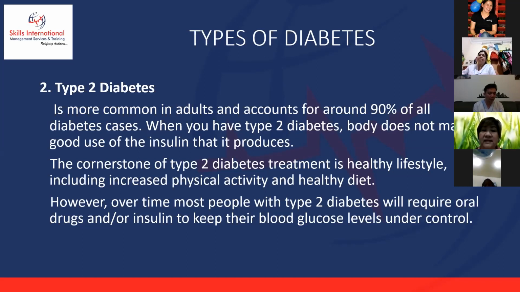And type 2 starts from adults, to all of these people past adulthood, and 90% of diabetic cases are type 2. So when you have type 2, the same as type 1, the insulin-producing pancreas is not working anymore, so it doesn't produce insulin to regulate our blood sugar. However, most of these people with type 2 diabetes require drugs or insulin.